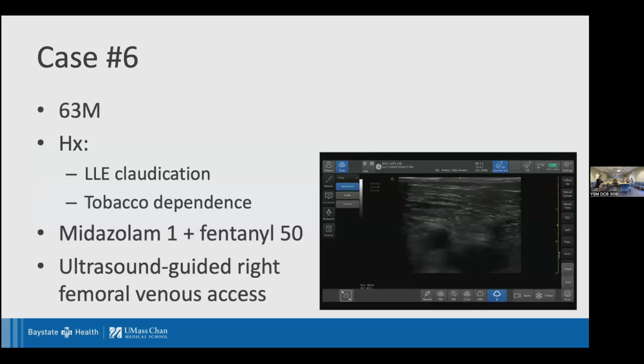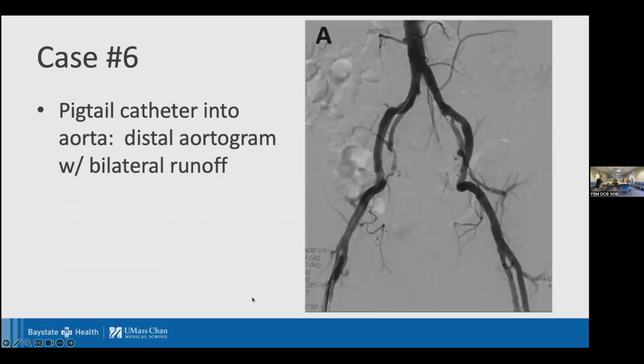Okay. I'm going to really quickly mention a peripheral case. This is not a real case. This is a made-up case. For those who know, I haven't done a peripheral in many years. But we're going to give you a 63-year-old claudicant, tobacco-dependent, gets moderate sedation and right femoral access. Pigtail catheter placed from the right femoral into the aorta, distal aortogram with bilateral runoff.